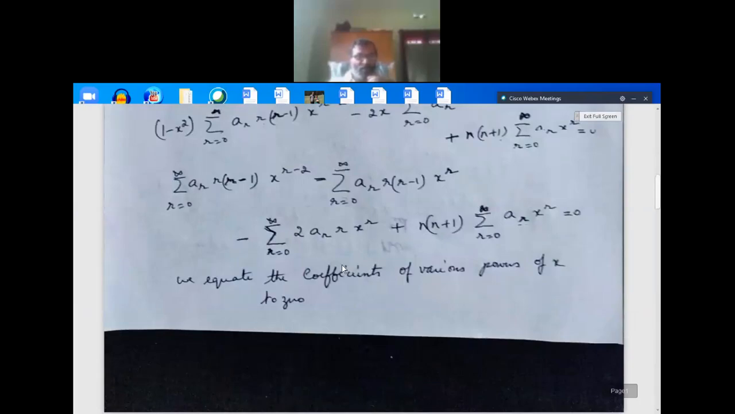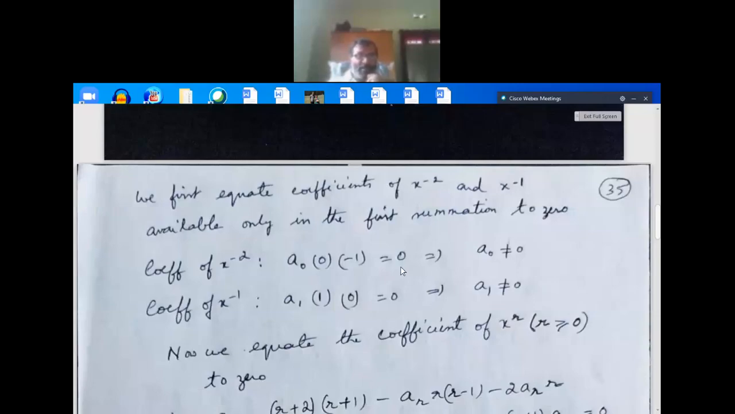That is the coefficient of x power minus 2, and the right hand side is always 0. But the 0 is already there, and 0 into anything is 0. So this shows that a naught is not equal to 0, because even if a naught is not equal to 0, the given term will be equal to 0. So here a naught is not equal to 0.